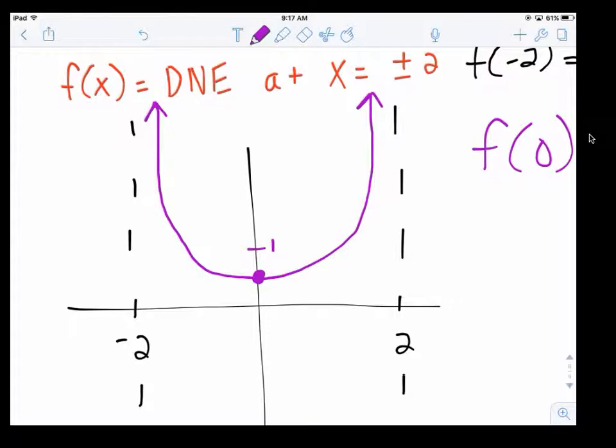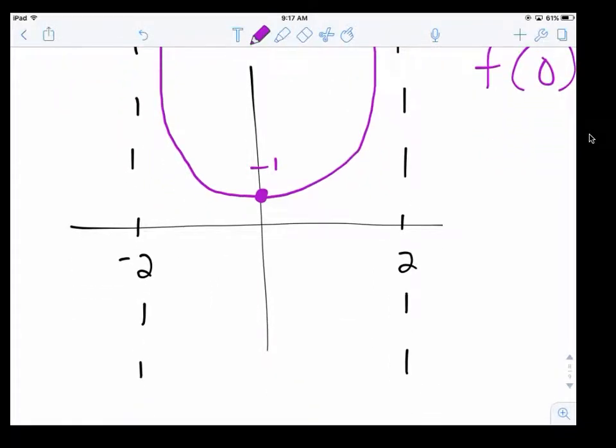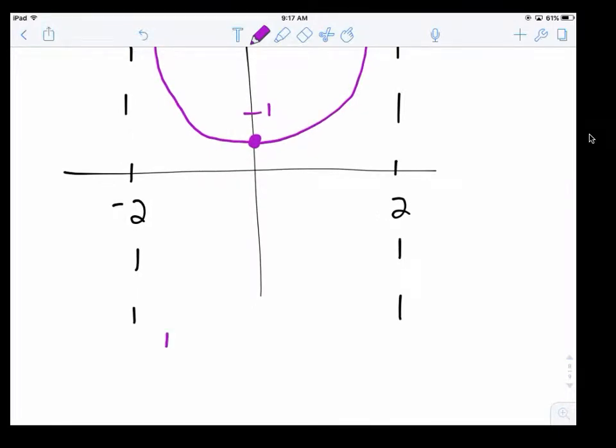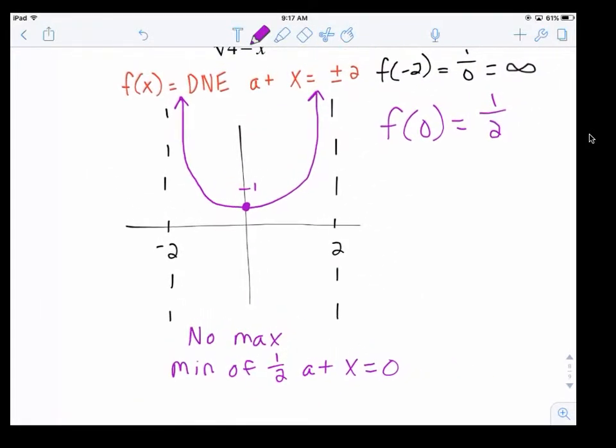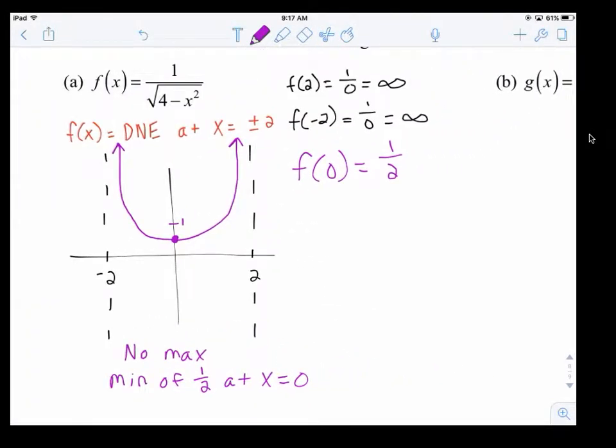So based off of that graph now, do you have a maximum value? So there's no max, and what about a min? So you have no max, and you have a min of 1/2 at x equals 0. Okay, good.